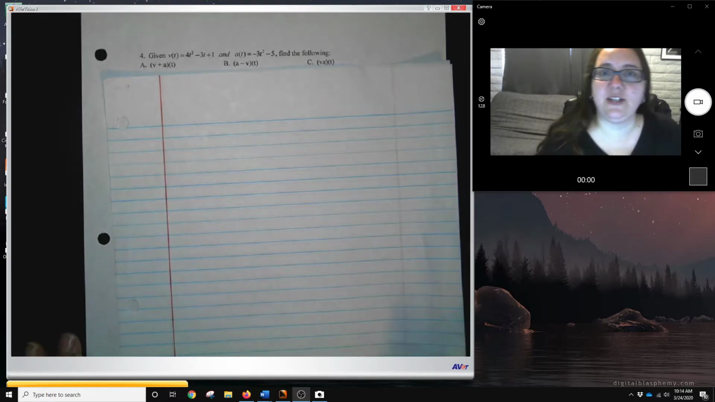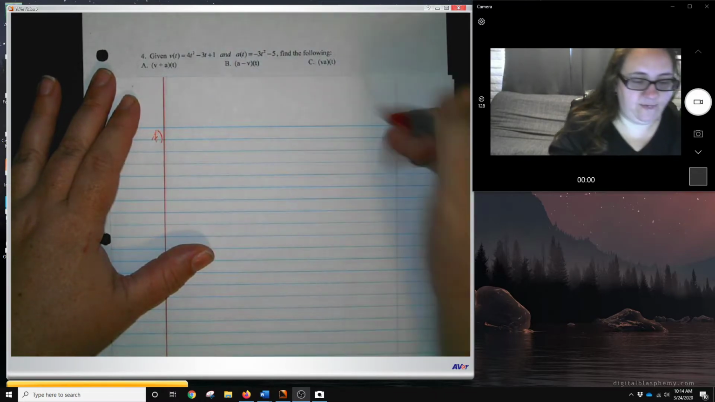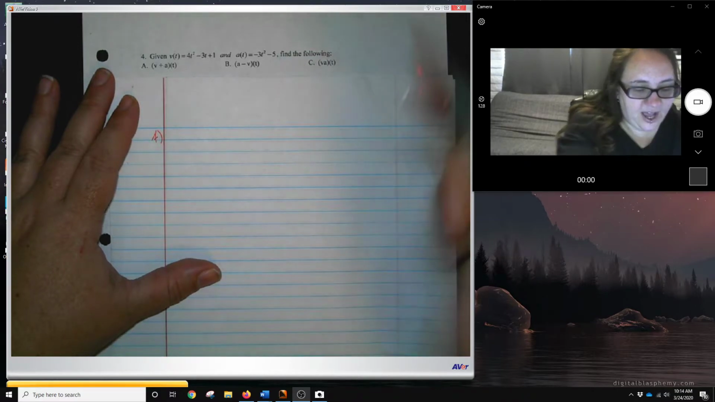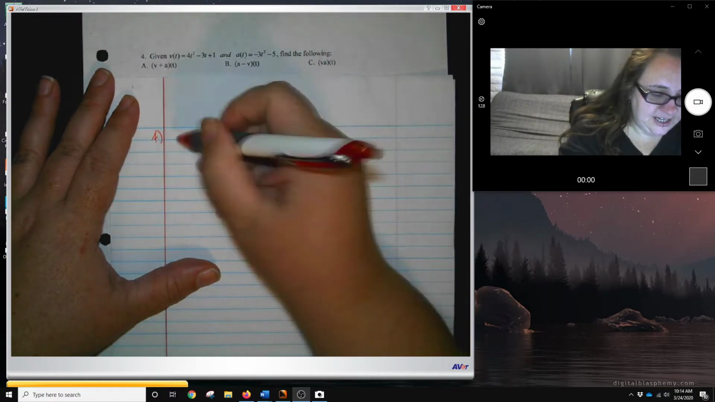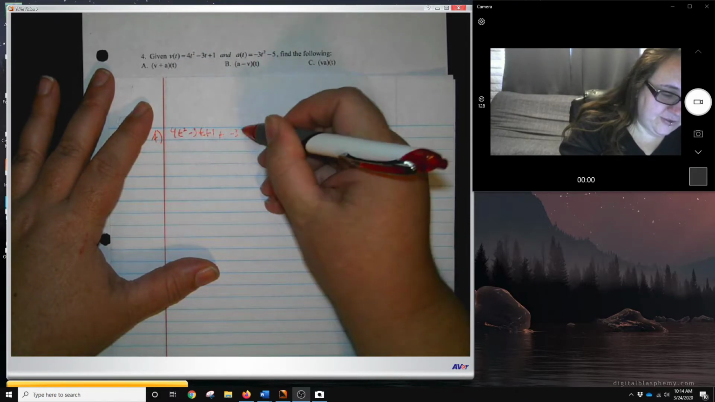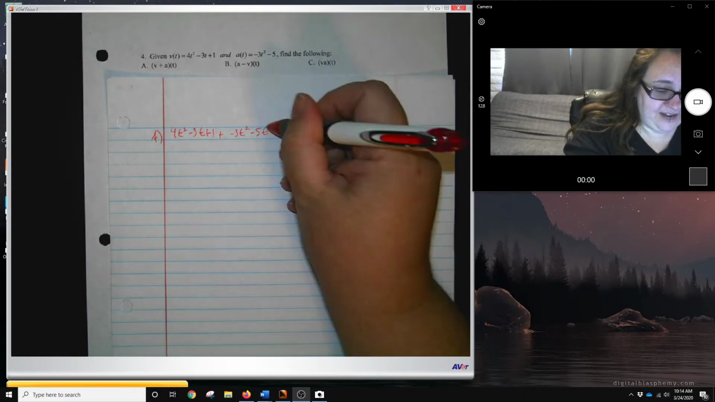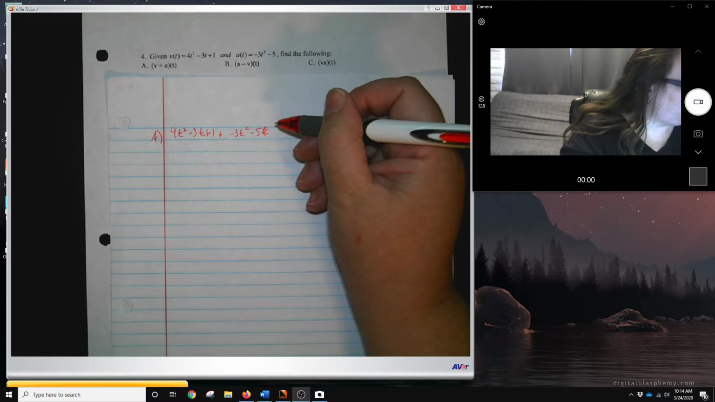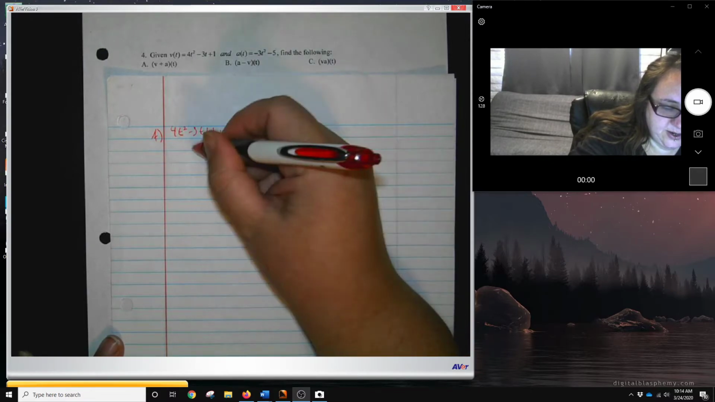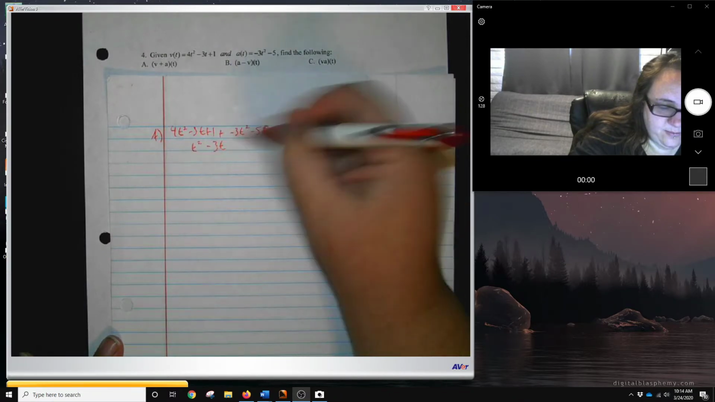I'm going to do these on a separate sheet of paper because I feel like there's not enough room for a lot of these. So for letter A, v of t is 4t squared minus 3t plus 1. A of t is negative 3t squared minus 5. So v plus a of t would be 4t squared minus 3t plus 1 plus negative 3t squared minus 5. Which is 4t squared minus 3t squared is t squared. Nothing to combine with the 3t, and then 1 minus 5 is negative 4.